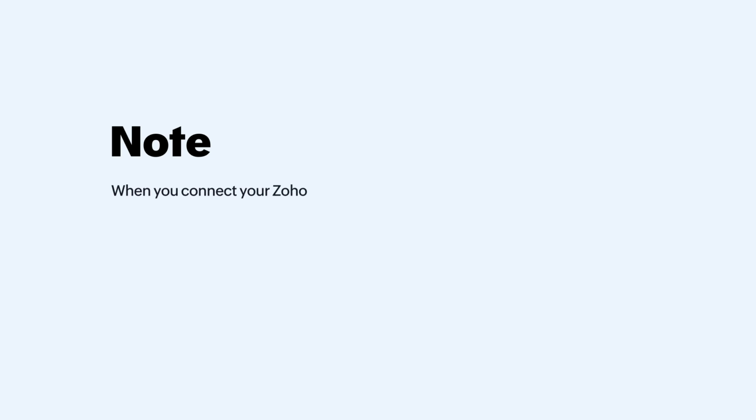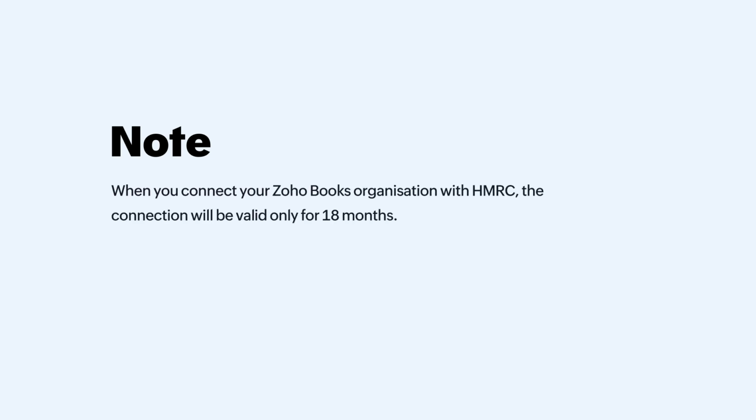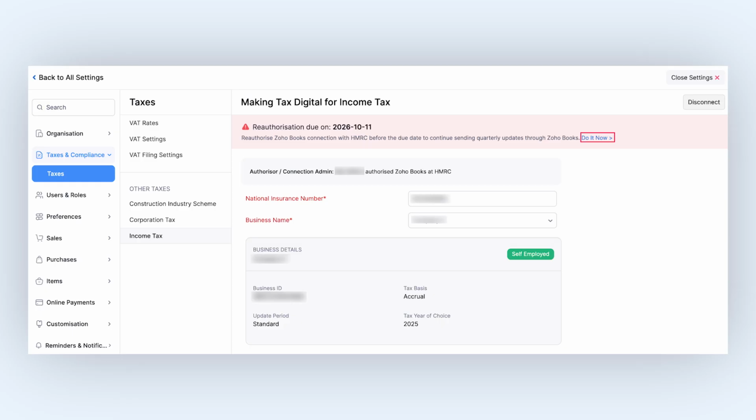When you connect your Zoho Books organization with HMRC, the connection will be valid only for 18 months. You won't be able to send quarterly updates once the connection is expired. A banner will appear here. You can click Do It Now to reconnect your Zoho Books organization with HMRC.